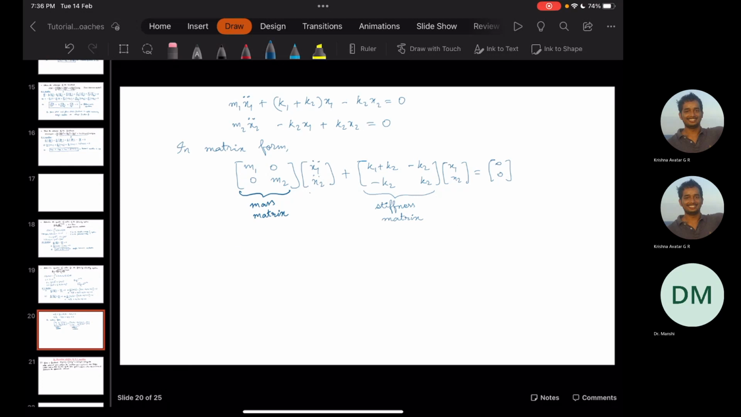You can also write it in a very simple, compact form as M x vector double dot plus K x vector is equal to 0 vector. Mass matrix, you can represent it as M, and stiffness matrix as K. And you very well recall that x vector is given by x1, x2. Fine. 0 vector is nothing but a column vector consisting of 2 zeros.